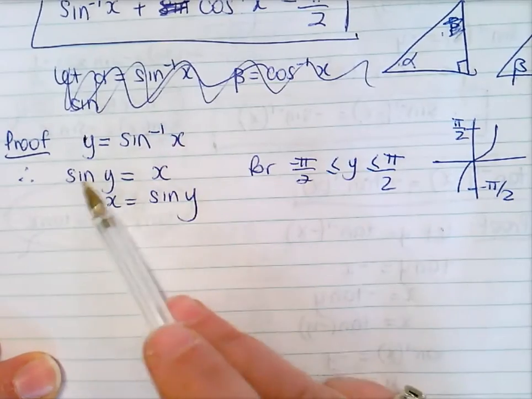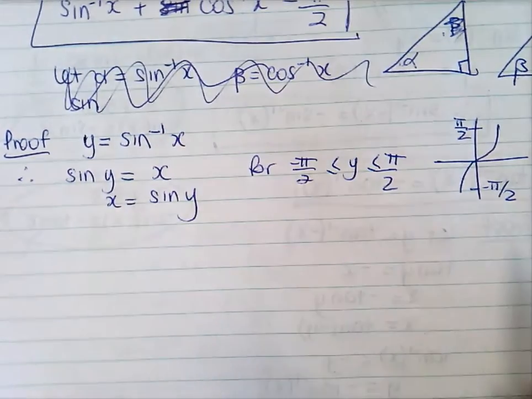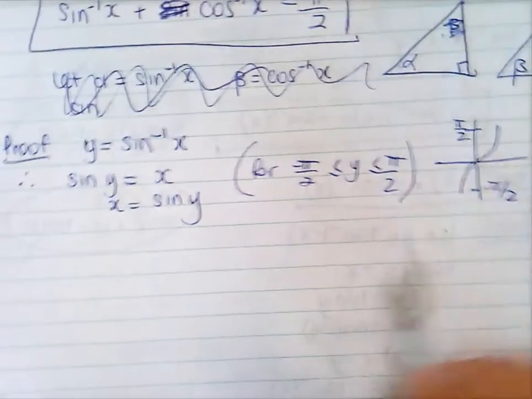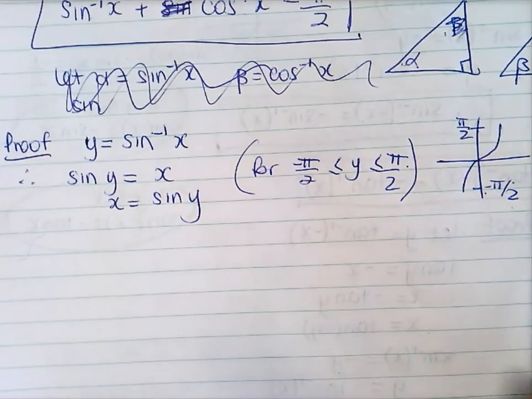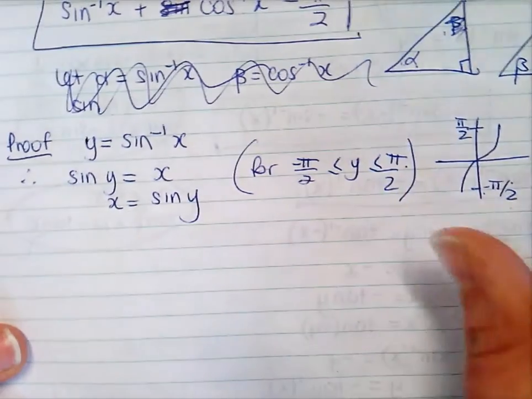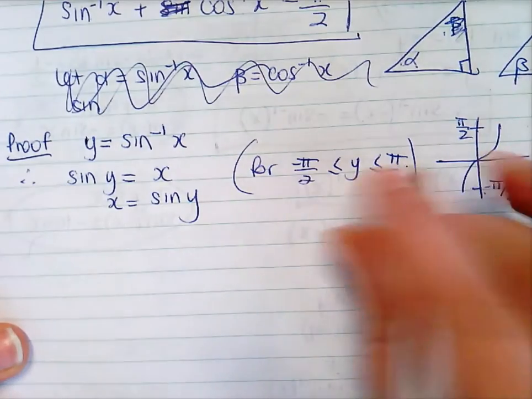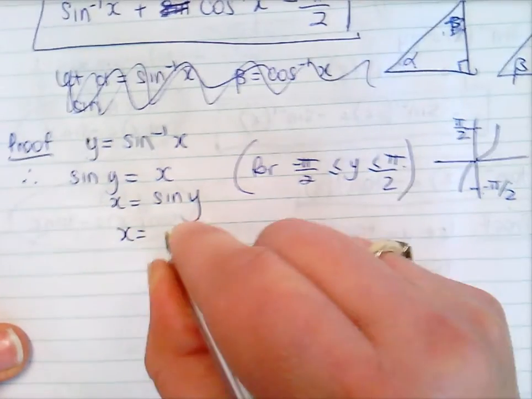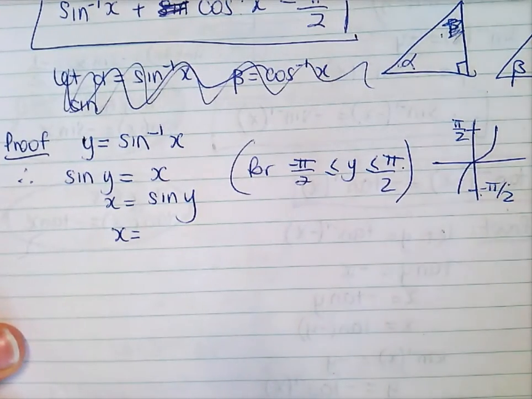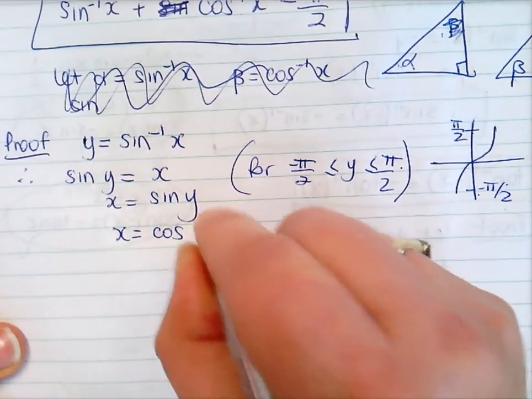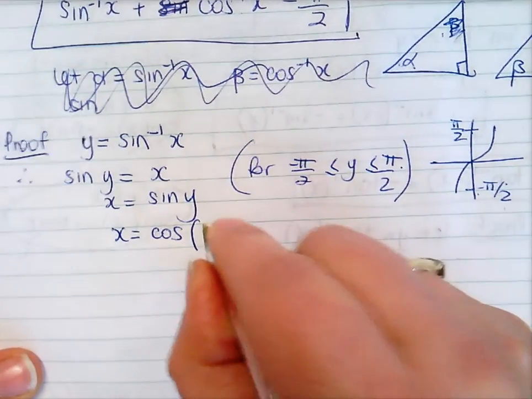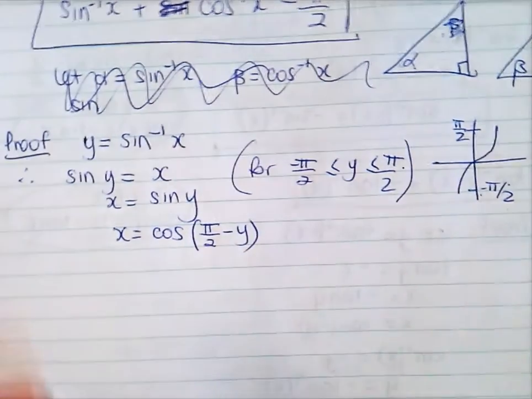Sorry about the wrong track. y equals inverse sine of x, so sine of y equals x, so x equals sine y. This is our restricted range for y, negative pi on 2 to pi on 2, because that's the inverse sine function. Now, sine and cosine are complementary angles. Sine of 30 is the same as cos 60. So therefore x equals cos of what? 90 minus y, pi on 2 minus y.